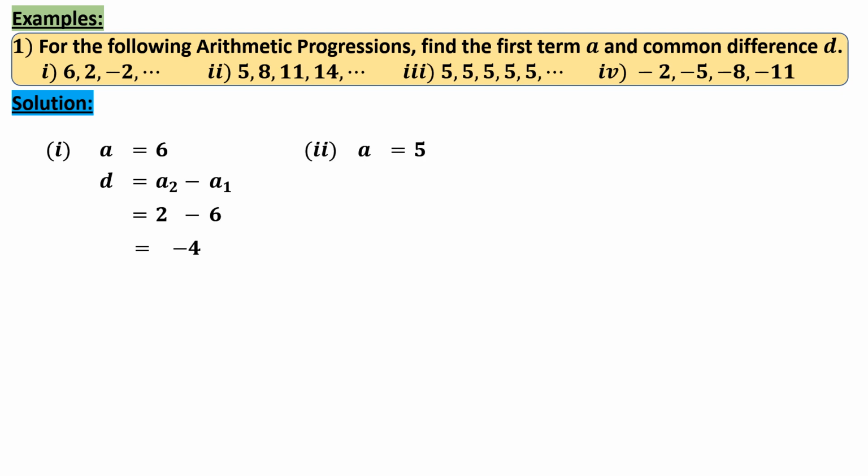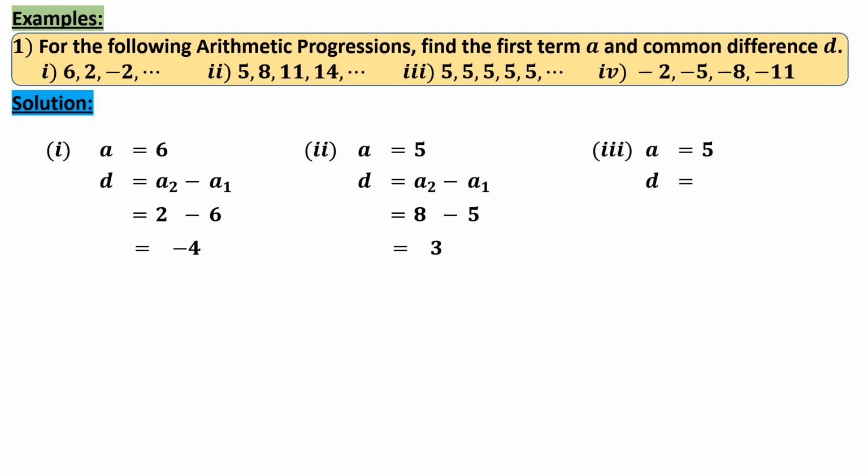Second one, a is 5, d is a2 minus a1 equals 8 minus 5 equals 3. Here d is positive and the numbers in the list are in increasing order. They are in ascending order.